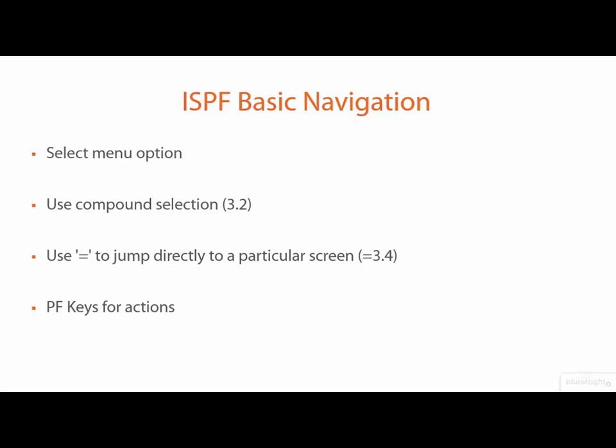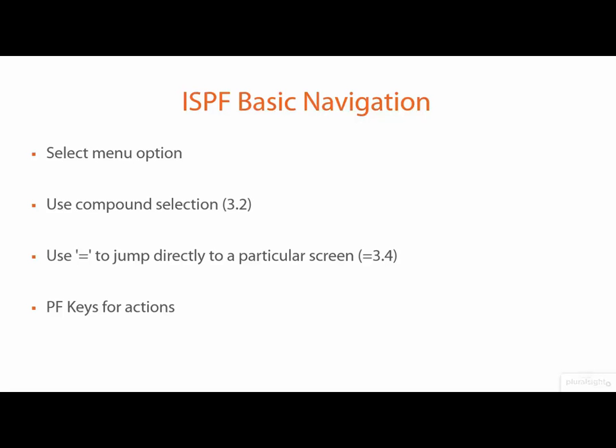In addition, once I am in a lower level panel, I can go directly to another panel by using the equal sign as a jump function. This allows me to avoid having to use the PF3 key to back out of each panel and simply jumps me directly to the panel I want to use.